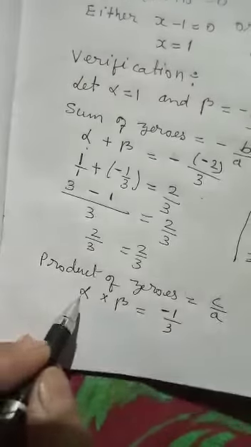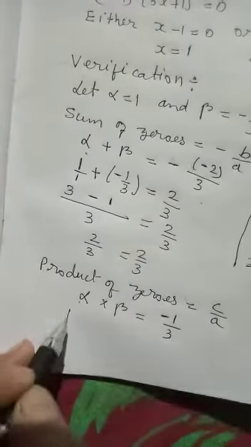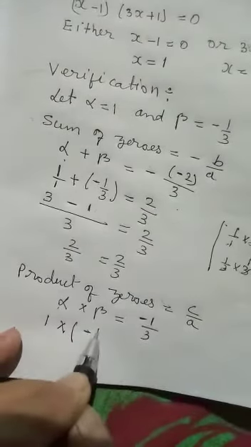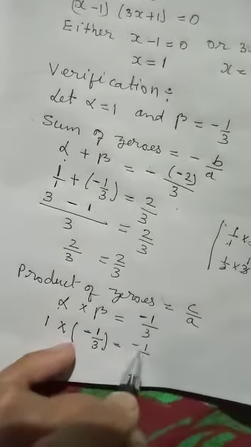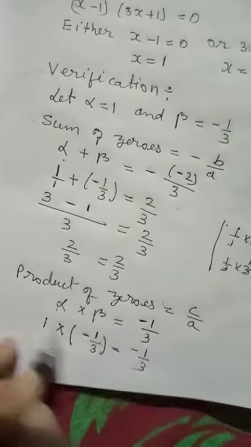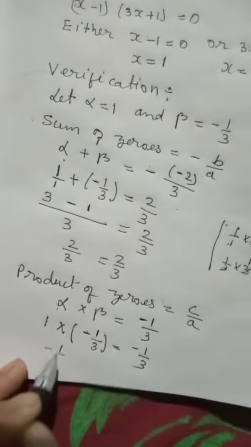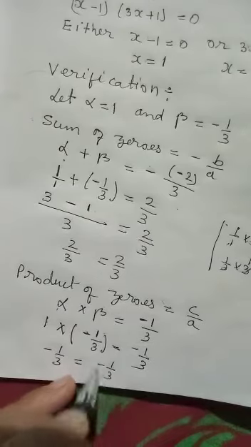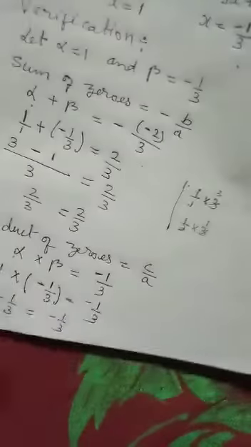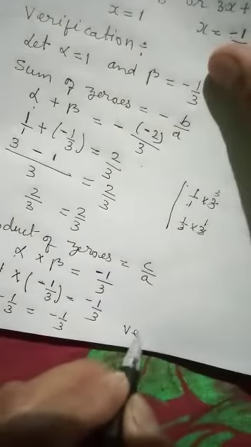Okay. Alpha from here we have 1. Multiply beta. Beta we have minus 1 by 3, equal to minus 1 by 3. 1 into 1, 1. So you see, are they equal or not, both sides? Okay, so we see that both sides are equal. So we already verified.